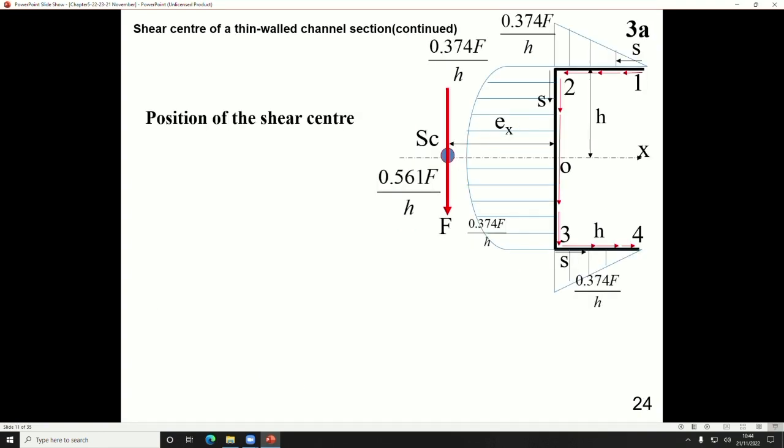So I have just copied and pasted the figure from the previous slide. Now we are after the position of the shear center. The force is passing through the shear center, so it has no twisting effect. It means the summation of all the forces, internal and external, must be equal to zero, and the summation of all the moments.